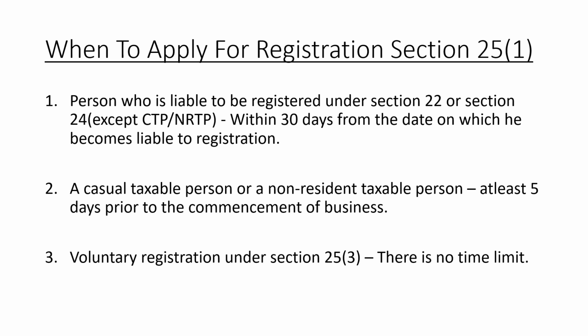The second category of persons are CTPs and NRTPs. They have to be registered at least 5 days prior to the commencement of business. That is, they have to pay a certain amount of estimated tax on the basis of the turnover which they expect to generate from where they plan to make the supply, and they have to be registered 5 days prior to the commencement of the business. Third category of persons are people who opt for voluntary registration. Since people who opt for voluntary registration aren't liable to be registered under the Act, they can get themselves registered whenever they want.